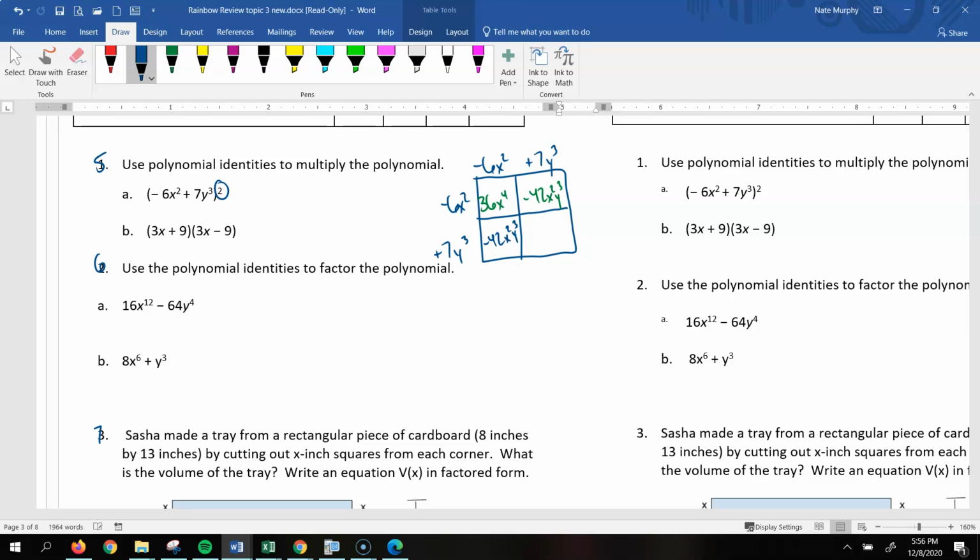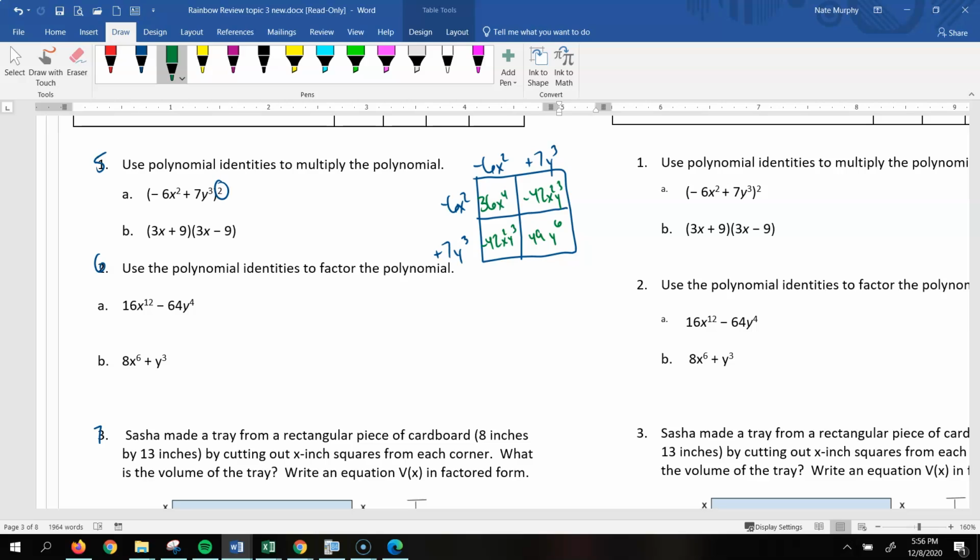And again, make sure you put these in alphabetical order with the variables. I'll put this back in green. So in that way, it's easy to identify your like terms. So we'd have x squared y cubed. All right, so then lastly, 7 times 7 would be 49. And then we'd have y cubed times y cubed. So we add those exponents, you get y to the 6th. All right, so now we're going to combine like terms and write your answer.